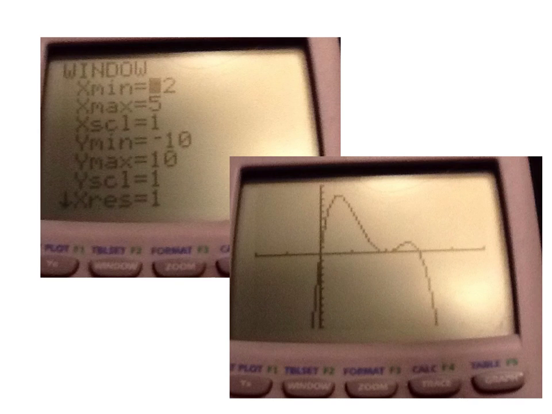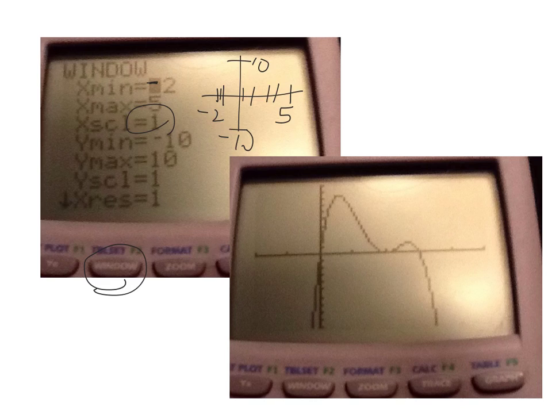What you see up here, I just set the window scale. So I pushed this button right there, and then my x min was -2, my x max was 5. So if you look at the x-axis, I went from -2 to 5. And the y's I just kept -10 to 10, which is fine. And I like my scale as 1. That means that each tick mark is 1. And then I just hit the graph button, and you'll see the graph there.